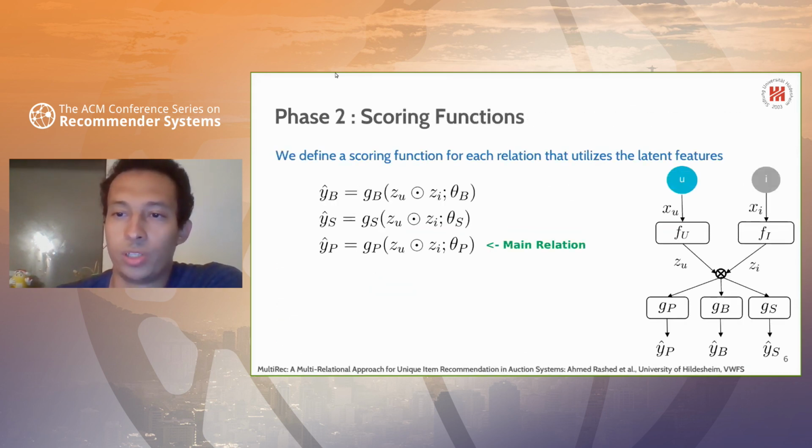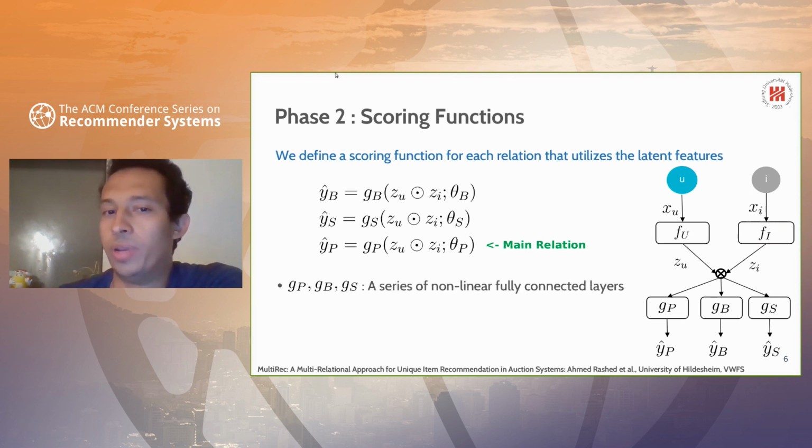For example, for the purchase relation, it's first an element-wise multiplication between the latent embeddings, which is then fed into a scoring function, which in turn is just a series of fully connected nonlinear layers. And of course, we have different scoring functions for different relations, and we have one main relation, which in our case was the purchase relation.